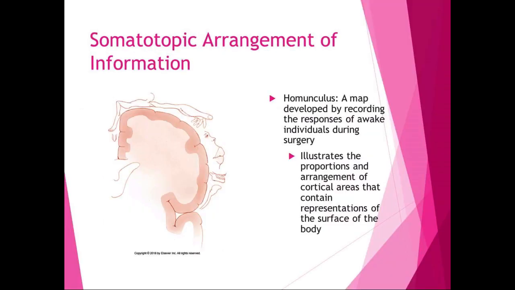So this is the sensory homunculus. This is a slice of the cerebral cortex, and the homunculus is a map that was developed by recording responses of awake individuals during surgery, and it illustrates the proportions and arrangement of cortical areas that contain representations of the surface of the body. So you can see that a huge amount of cortical surface is dedicated to our hands and our face and our mouth, and then smaller areas to our limbs, and that sort of thing.